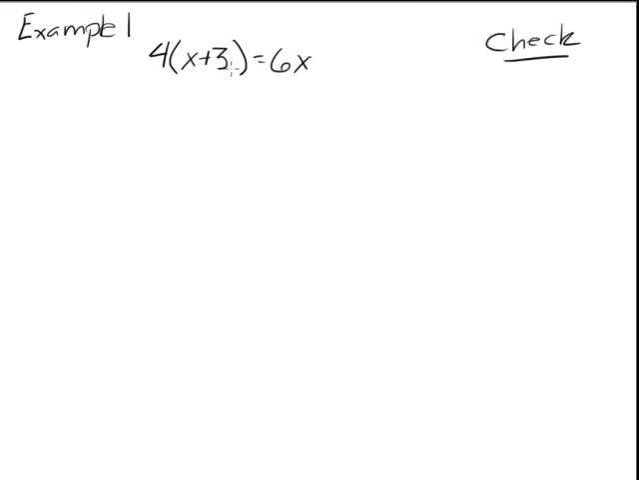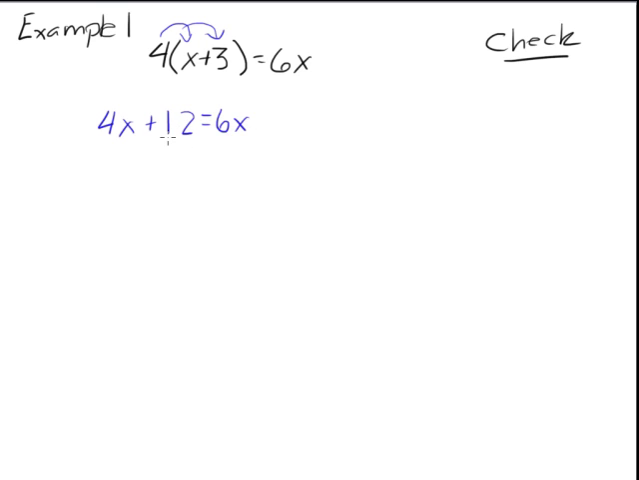Alright, so in this example I have 4 in brackets x plus 3 equals 6x, and I'm supposed to solve for x, and then I have to do a check to see if what I solved is correct. So first I'm going to solve this by distributing this 4. And I'm going to have 4x plus 4 times 3, 12, equals 6x.